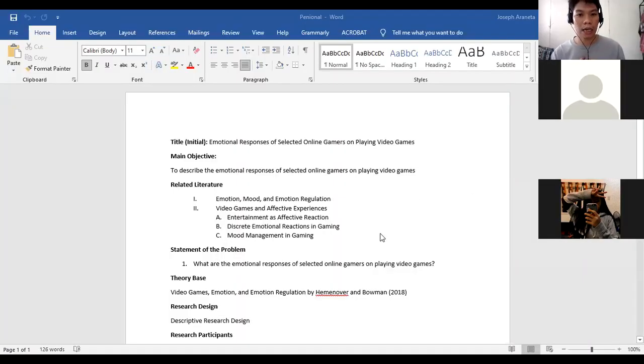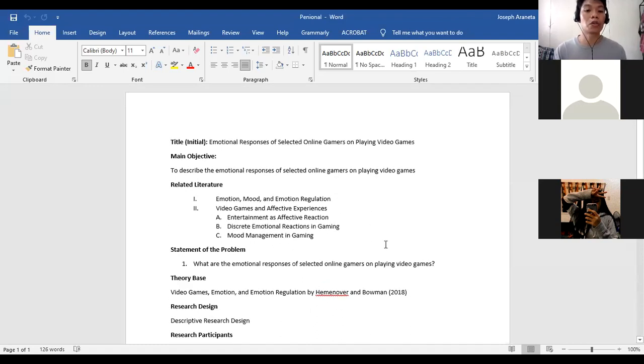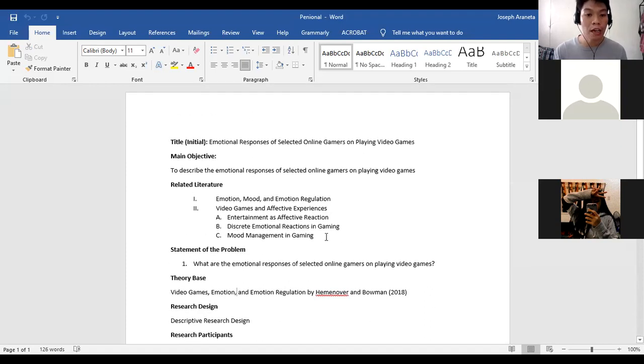Ito halimbawa, kanila Riniel. Emotional responses of selected online gamers on playing video games. So, ito yung related literature nila. Since you are conducting a research about the emotional responses of online gamers, tapos yung theory base ninyo, according to Hemenover and Bowman, about video games, emotion, and emotion regulation. So, ito yung topics ng related literature that you need to find.